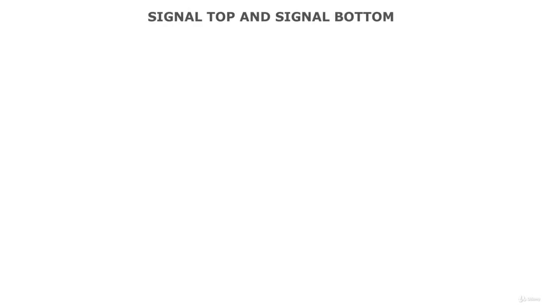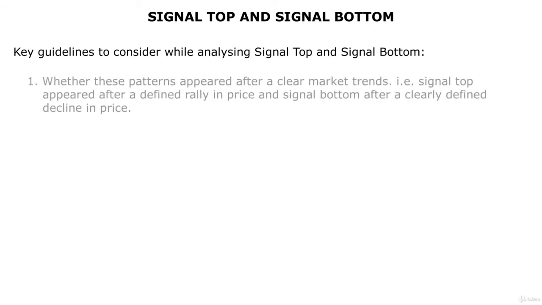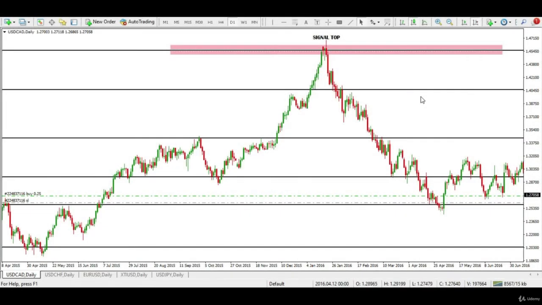Guys, for both of these patterns, you will always analyze them while keeping the below guidelines in your mind. Whether signal top or signal bottom appeared after a clear uptrend or downtrend respectively, this means that the importance of the pattern increases when they have come after a prolonged move in terms of both price and time. Whether these points are also associated to key support and resistance zones on your trading chart. If this happens, you are able to trade them with more confidence. Now let us go through some examples of signal top and signal bottom.